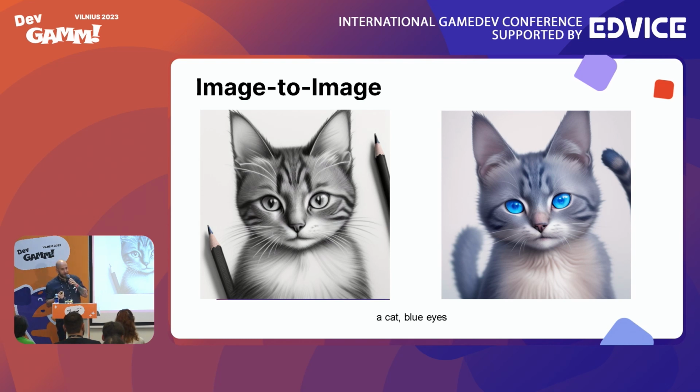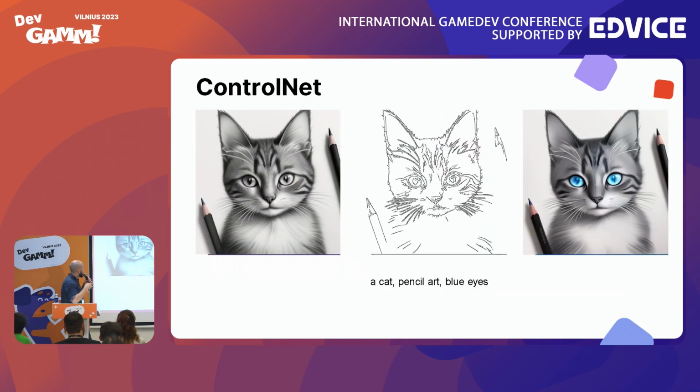In fact, with Stable Diffusion and neural nets, you will see lots of issues and artifacts. And to fix that, you can use ControlNet. ControlNet is another neural net that can produce intermediate results. Like here, we produced Canny Edge from our input image. And with the prompt "a cat, pencil art, blue eyes," now we have a real cat. The input and the output are pretty similar, but the output has blue eyes.